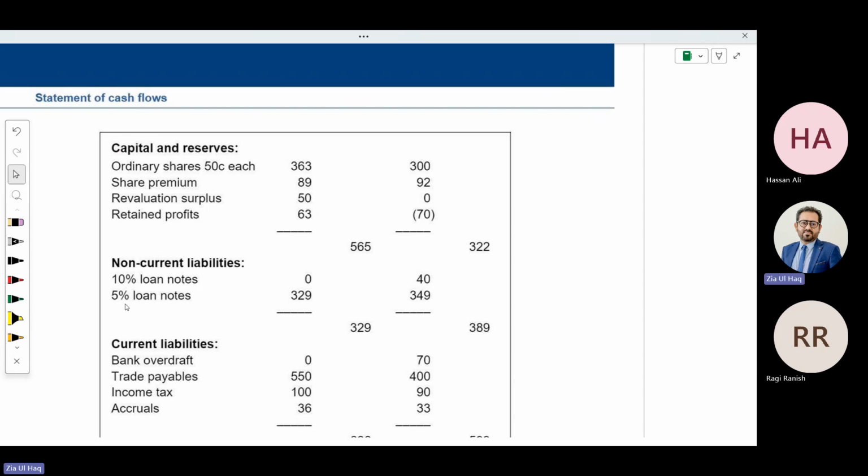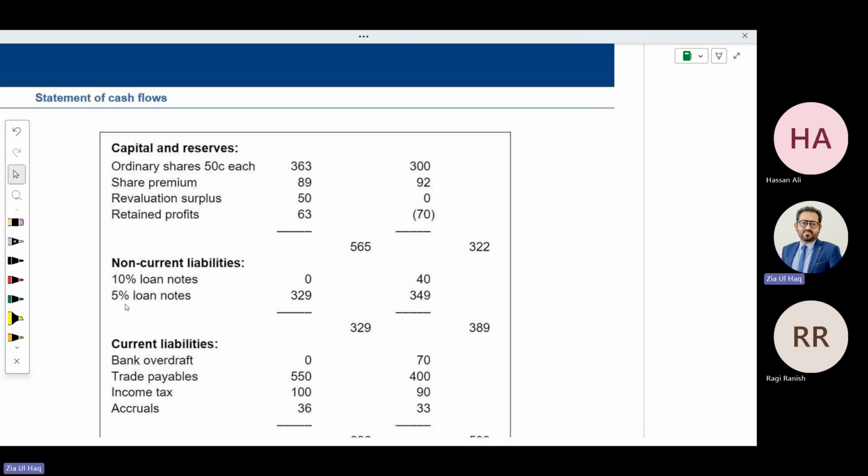300,000 balance previous year, 363,000 balance current year mean there is issue of shares. Share premium account reduced. How? How can share premium account be reduced? Issue bonus, yes. Revaluation surplus mean asset has been revalued.